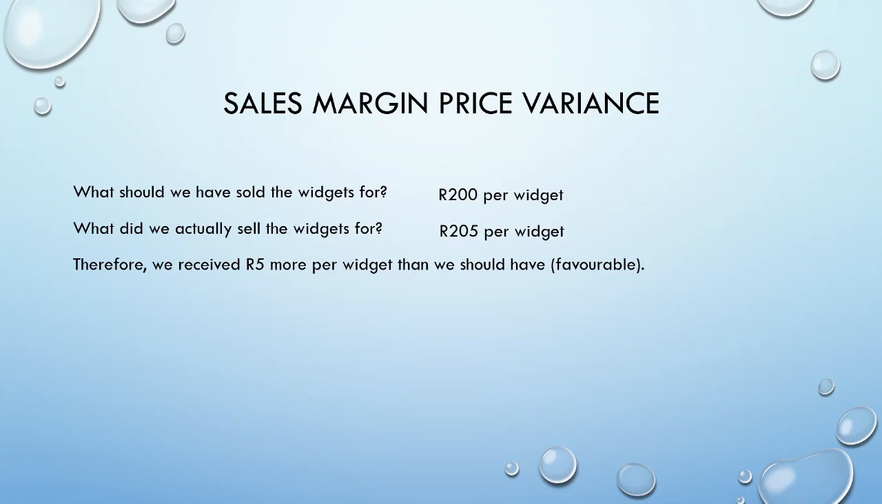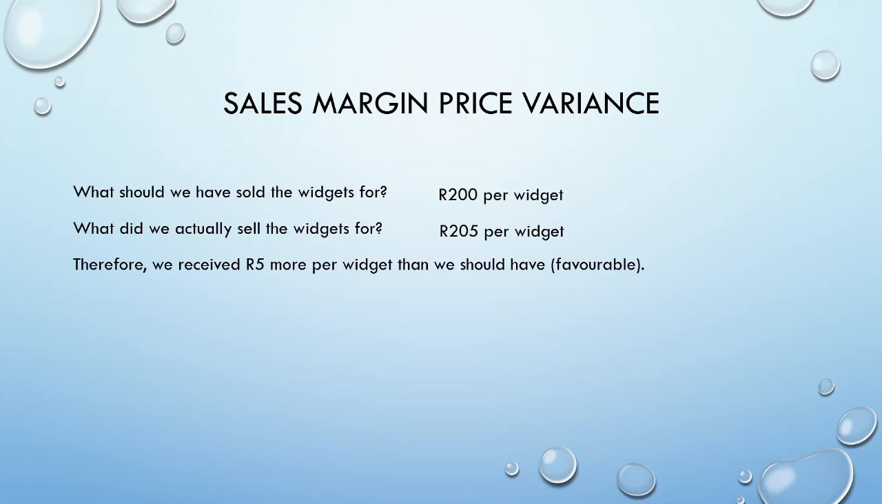Because we sold them for more, we are receiving more money, and therefore the variance is favorable. Notice that this direction is the opposite for the material price variance. This is because for the material price variance, we were spending money. So if we spend more, it is unfavorable. But for the sales margin price variance, we are receiving money. If we receive more, it is favorable.